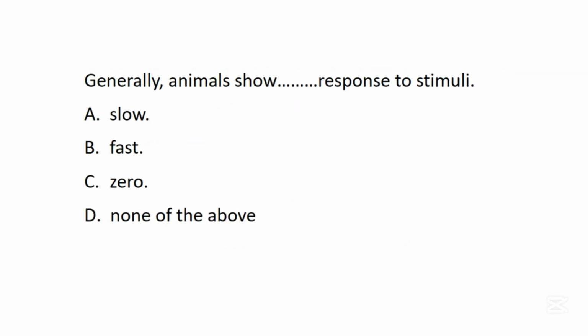The next question says, generally, animals show dash response to stimuli. A. Slow response to stimuli. B. Fast response to stimuli. C. Zero response to stimuli. D. None of the above. In this question, the correct answer is B. Fast response to stimuli. So studies have shown that animals generally show fast response to different stimuli.